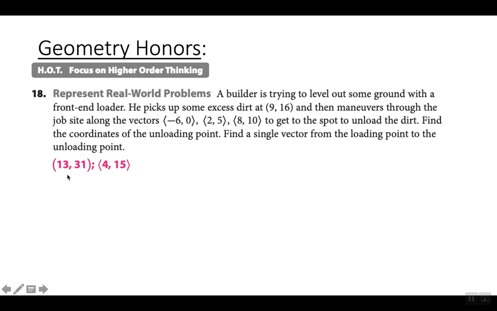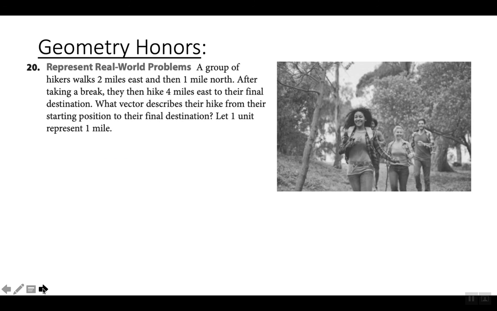As you can see, here's the same endpoint that I had, and the vector to get us from the starting point to the end point. All right, and last one. This one's pretty simple. Same concept, but even simpler.